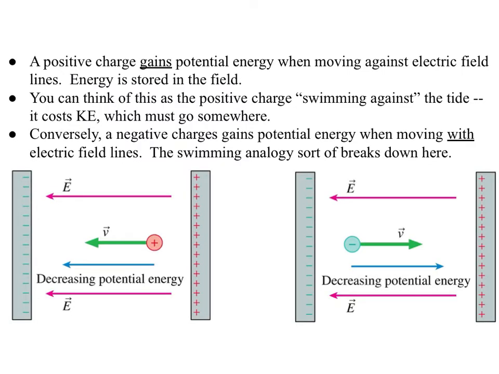So we can say a positive charge gains potential energy when moving against electric field lines. Energy is stored in the field. You can think of this as a positive charge swimming against a tide. It costs kinetic energy, which has to go somewhere, so it goes into the potential energy of the field. Conversely, a negative charge gains potential energy when moving with the field lines. The swimming analogy kind of breaks down that way. It doesn't really make sense.